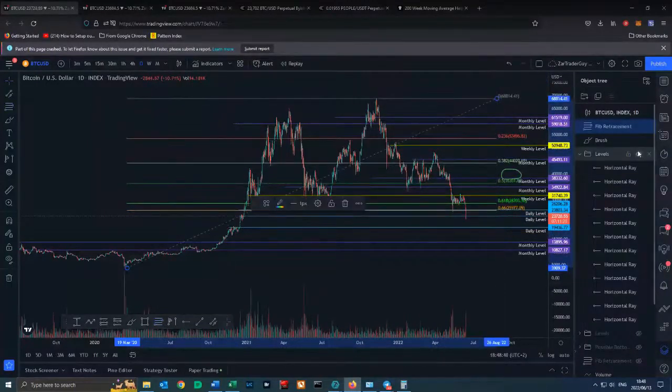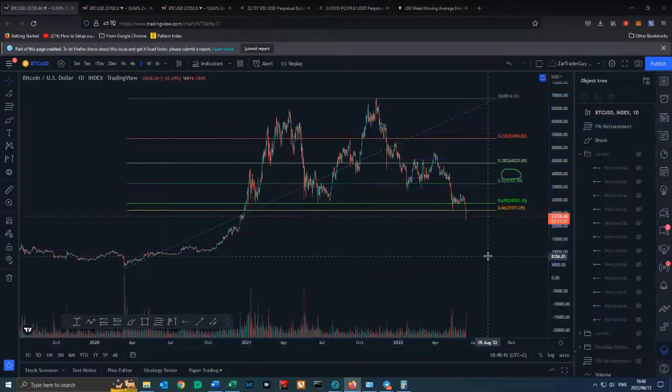And would you look at that? Let me turn off these levels. Surprise, surprise, that $26,000 area, where did it bounce? Right on that 0.66 Fib.